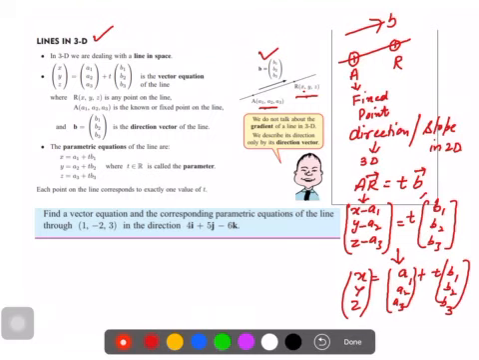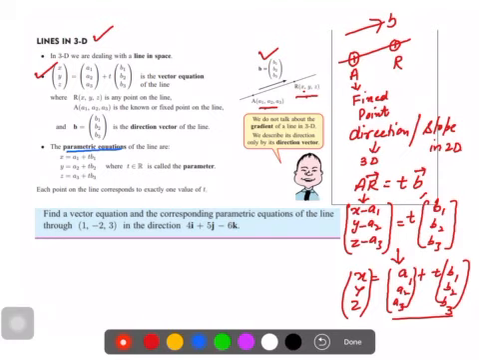So guys, this is the vector equation. The vector equation of a line is basically the same one where we got it: (x, y, z) = (a1, a2, a3) + t times (b1, b2, b3). Now there is another format of writing the equation, which is called the parametric equation.